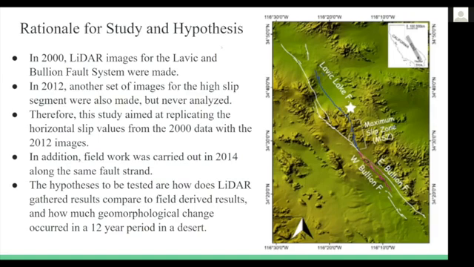So what I aimed to do with the study is replicate the results that were found in 2000 with the 2012 data, with the hope of having some historical data on the offset to determine how these tributaries that have been truncated that we're looking at change over a 12-year period. In addition, we're comparing this to fieldwork that was conducted in 2014.